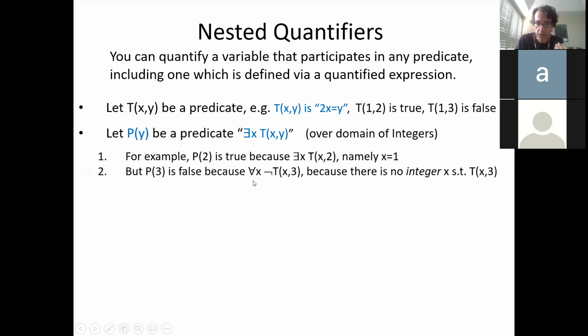Over integers, it is true that all x's falsify this. And therefore, it is not true. So if all x's falsify, then it is not true that there exists an x, right? So this is the De Morgan law. So therefore, P of 3 is false. Okay.